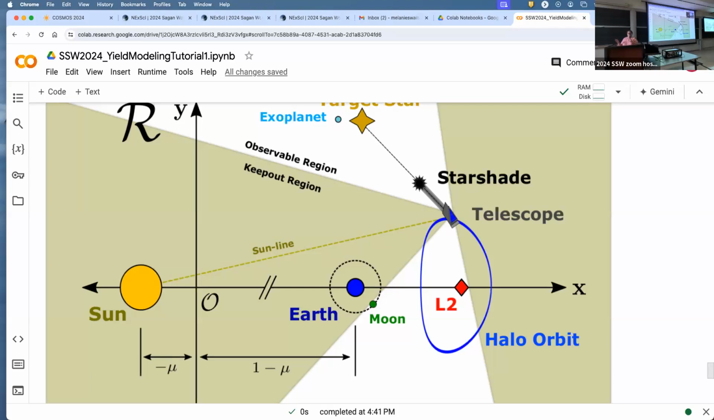So every telescope in space has a solar avoidance angle, and like 40 degrees is a pretty typical value. It might be 45 degrees. So you have to stay out of this yellow cone that points to the left side of the screen. You have to avoid the sun in this direction.